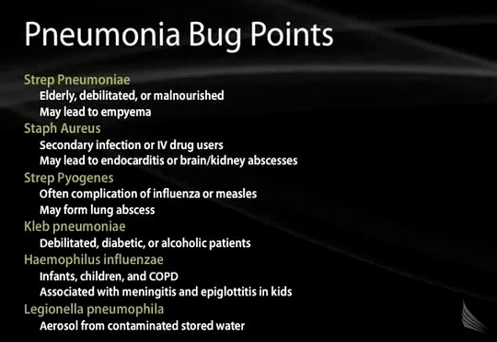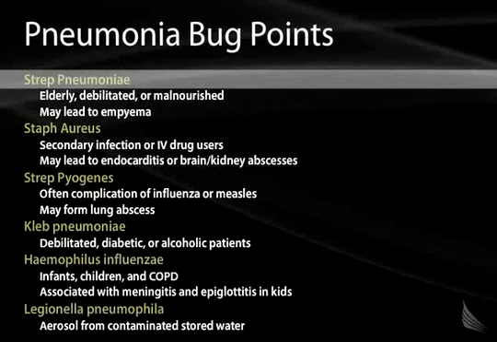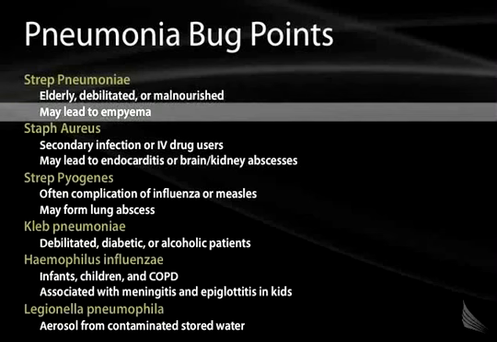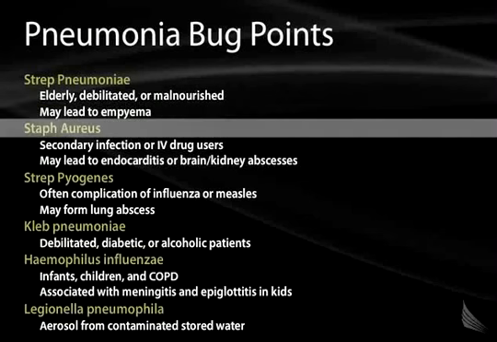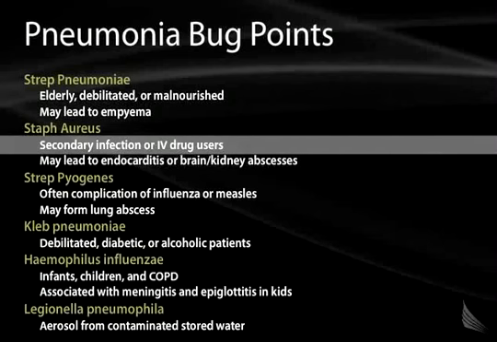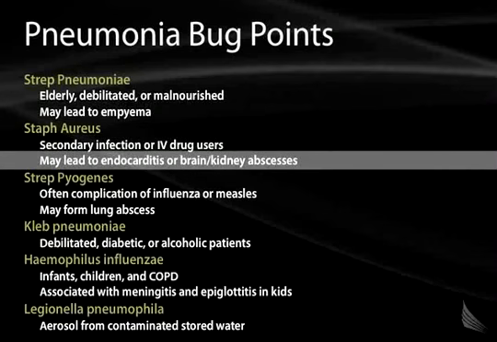Pneumonia bug points. Let's review this in detail. Strep pneumoniae can be seen in elderly, debilitated, or malnourished, and can lead to empyema. Staph aureus is normally a secondary infection or from IV drug users. It can lead to endocarditis as well as brain and kidney abscesses.